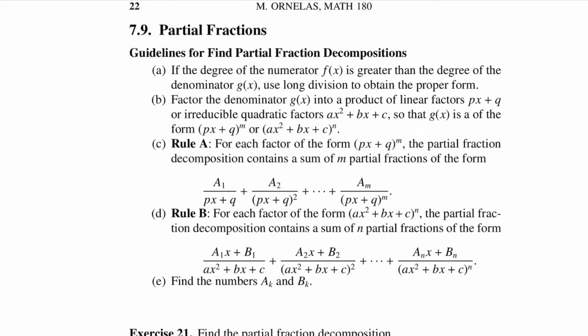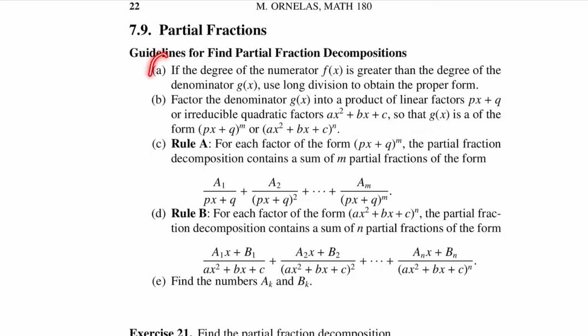Hi, this is section 7.9 on partial fractions. So this is where we're going to decompose fractions. Usually we have two or more fractions and we combine them into one, but this time we're doing the opposite. We're going to take one fraction and break it into two or more fractions.